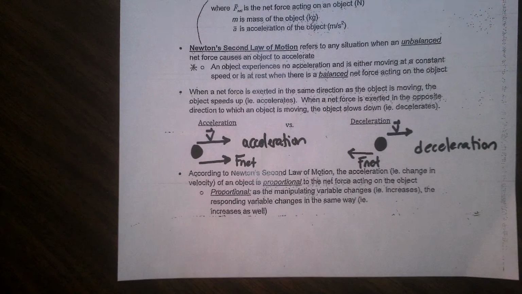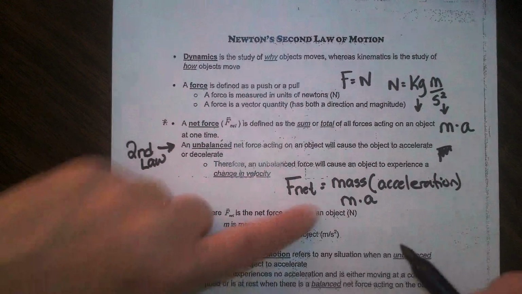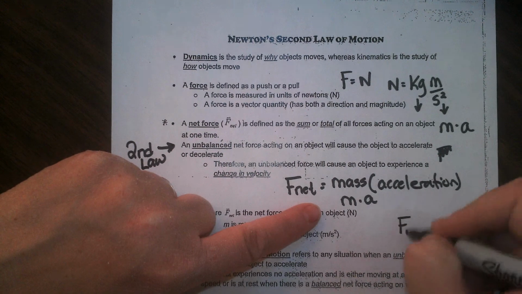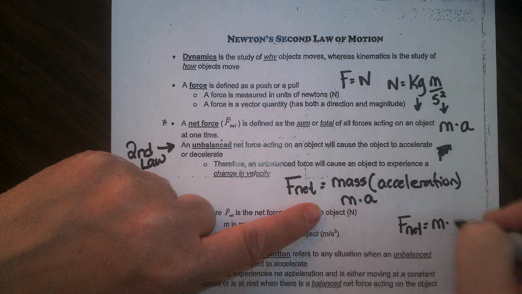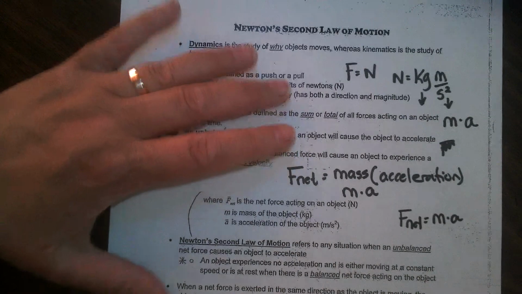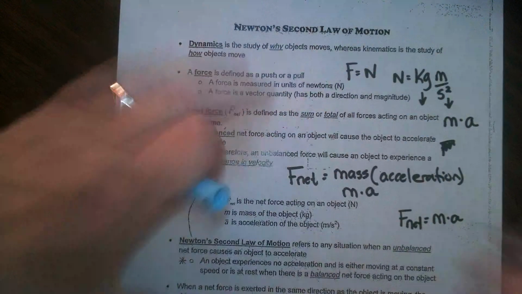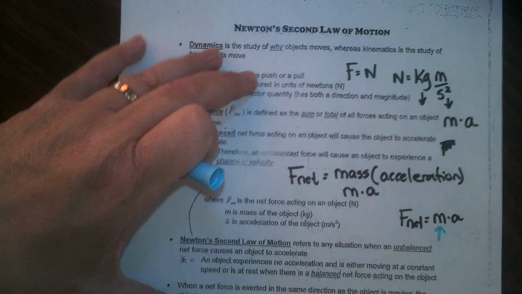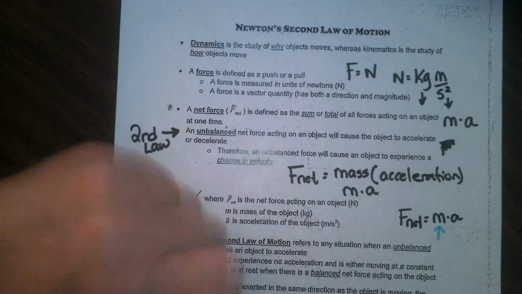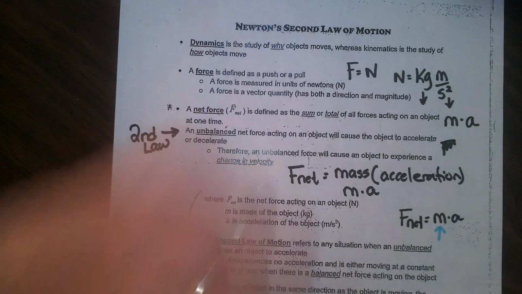So Newton's second law of motion: acceleration of an object is proportional. We're going to start using some pretty big words now. Proportional to the net force acting on the object. And so what proportional means is that it is directly related to. If I increase, when I look here and I say that force net is equal to mass times acceleration, if I increase mass, so I go from a 1 to a 2, what's going to happen to my force net?